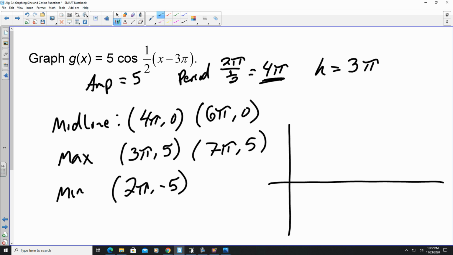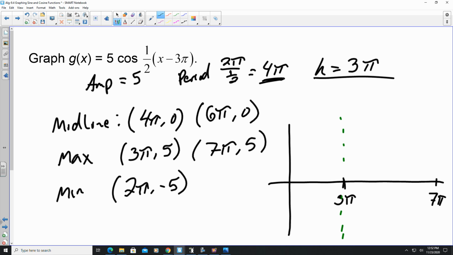But here's the thing. Your graph actually starts at 3 pi because h is 3 pi. So then 3 pi plus 4 pi is actually 7 pi. So between 3 pi and 7 pi is where the period of our graph is going to be located. All right, so here I'll just make a little dashed line to kind of give you an idea.